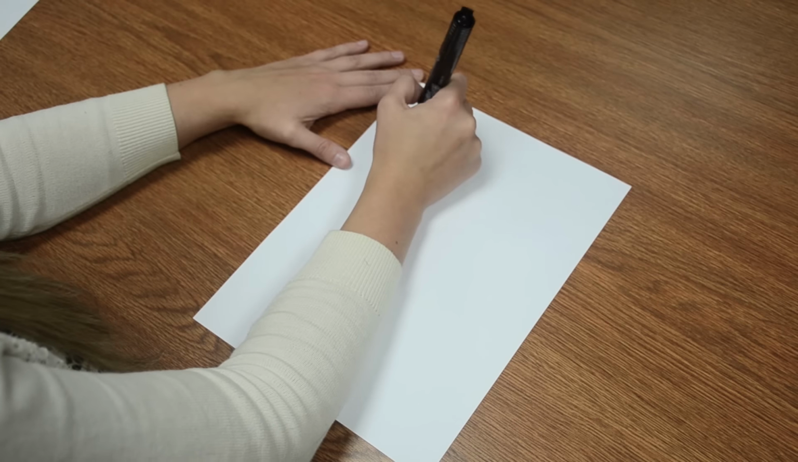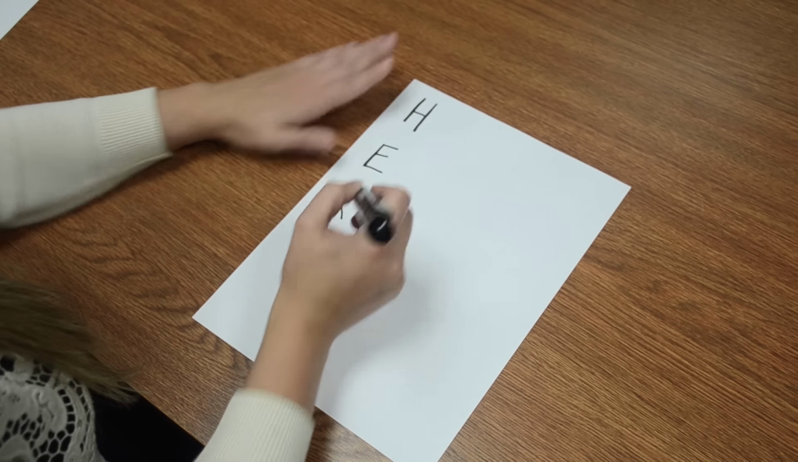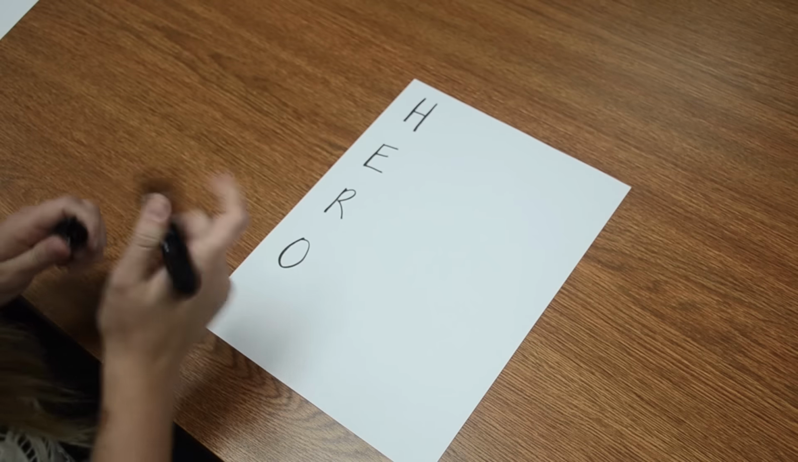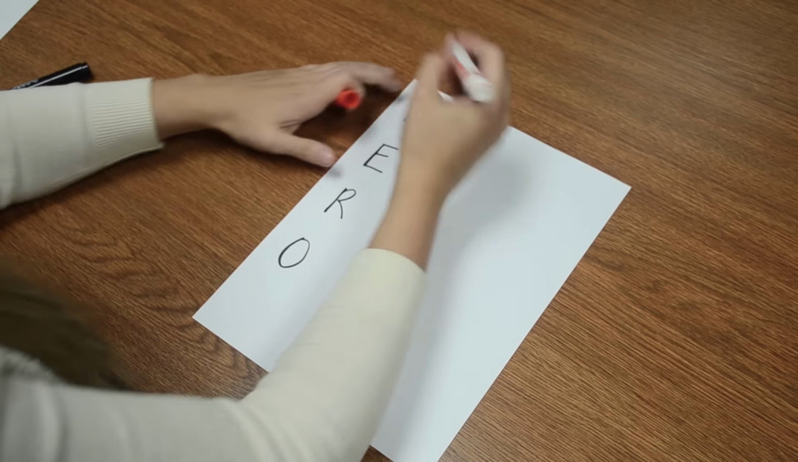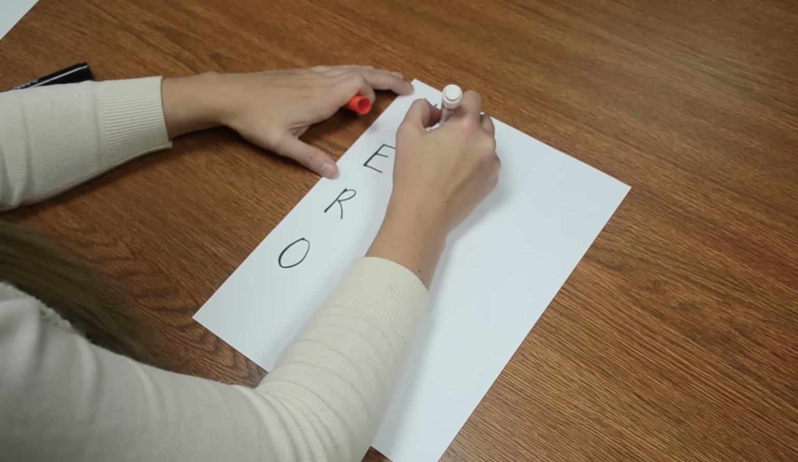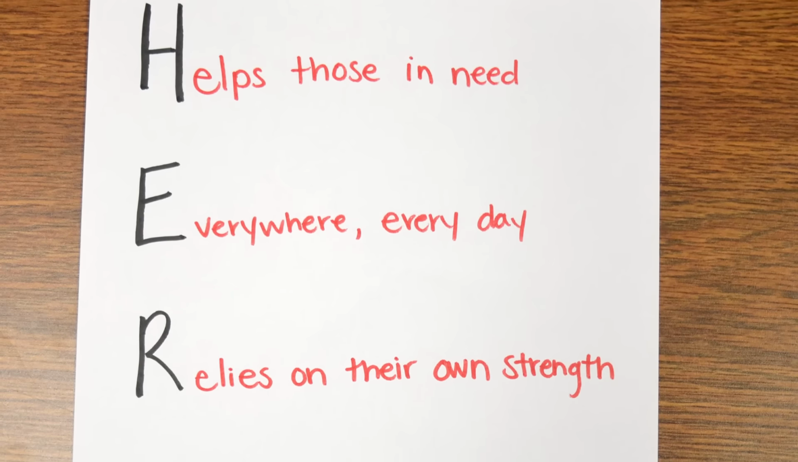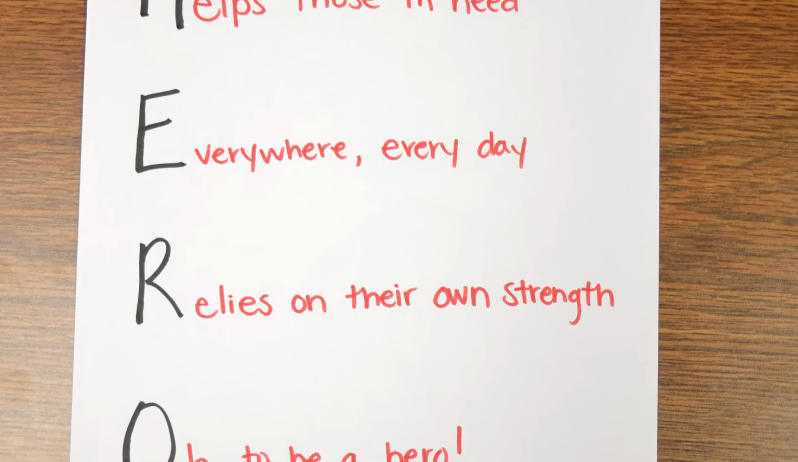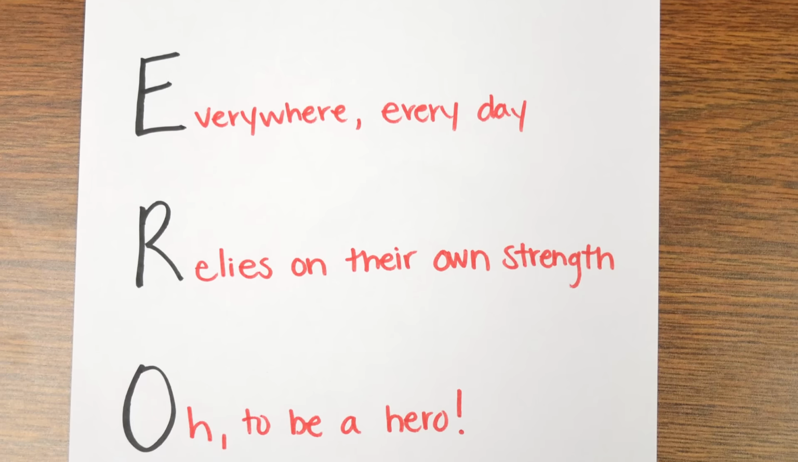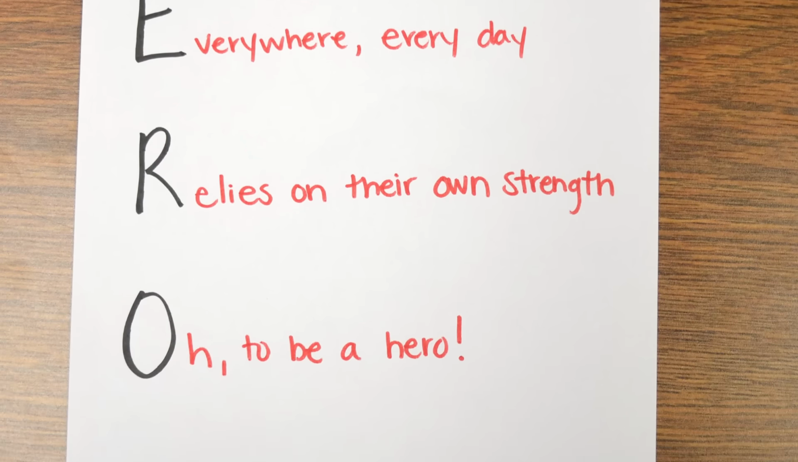Finish out your language arts activities with a little heroic poetry. Have students write an acrostic poem. Write the word hero down the left side of a paper. Students should write a word or sentence that would describe characteristics of a hero for each letter, such as helps those in need, everywhere, every day, relies on their own strength, oh, to be a hero. Display the completed poems around the Superpower Heroic Student Mini Bulletin Board.